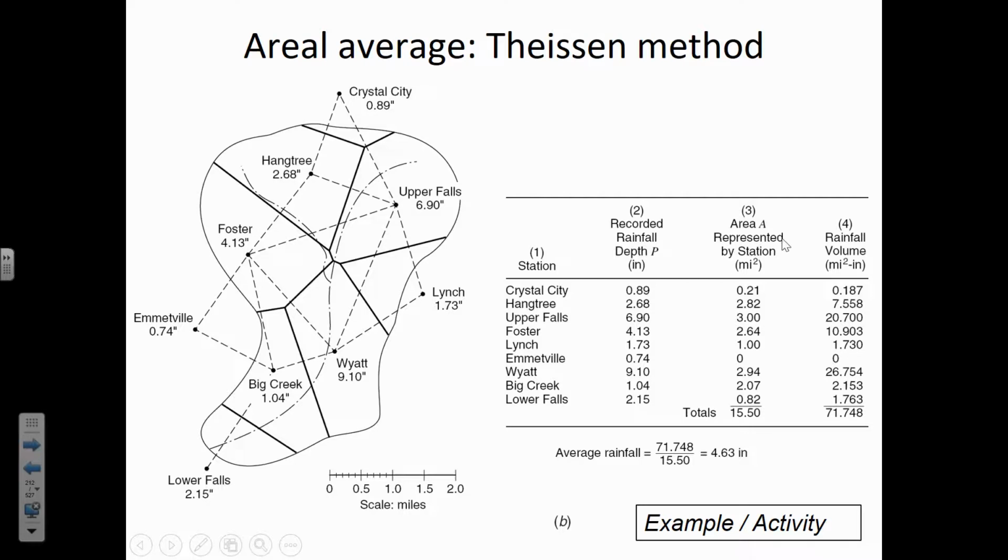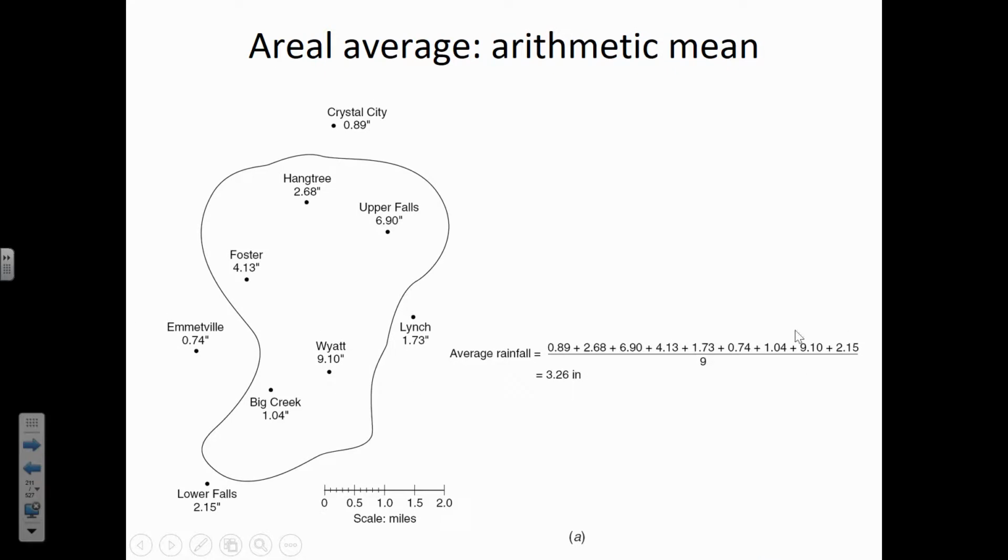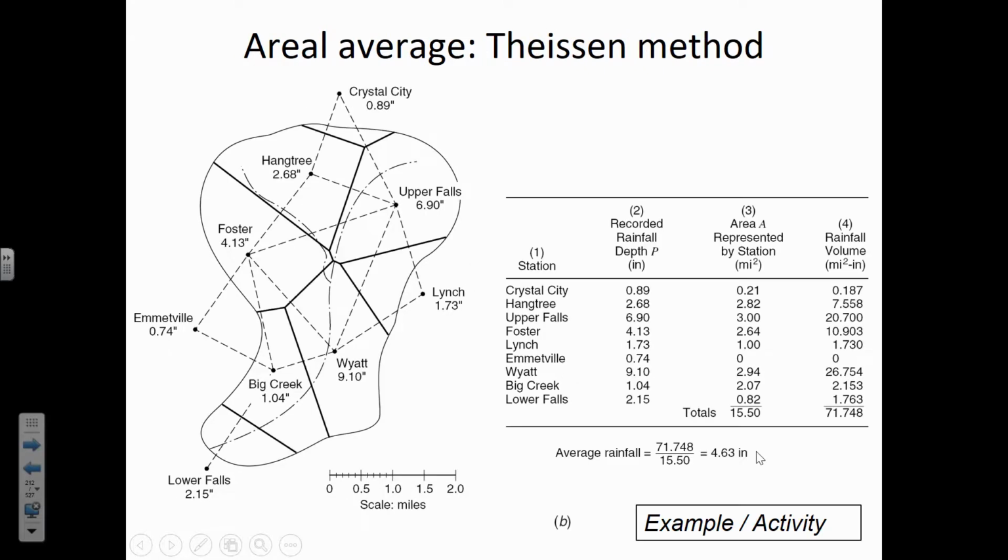It's a weighted average based on how much area is near the gauge, instead of weighting each of the gauges equally, which is what this did. This was saying each one of these gauges is as important as the rest. But here, if we were to recognize the fact that this Hyet gauge is inside the watershed, whereas Crystal City isn't in the watershed, it should be counted as less.